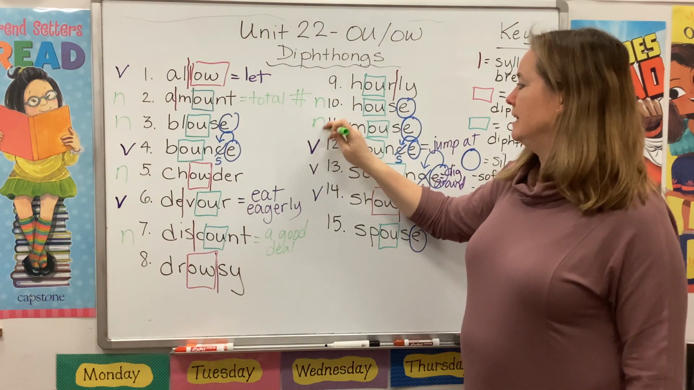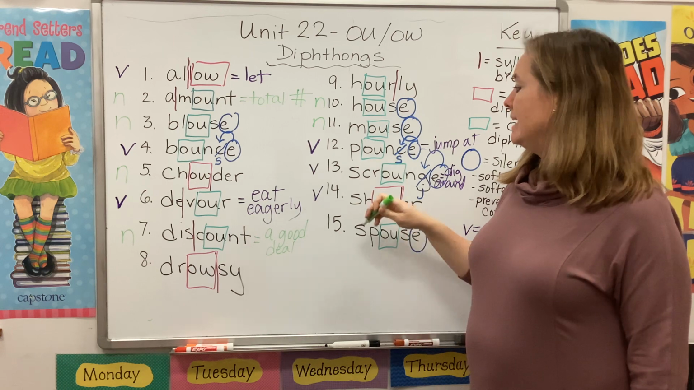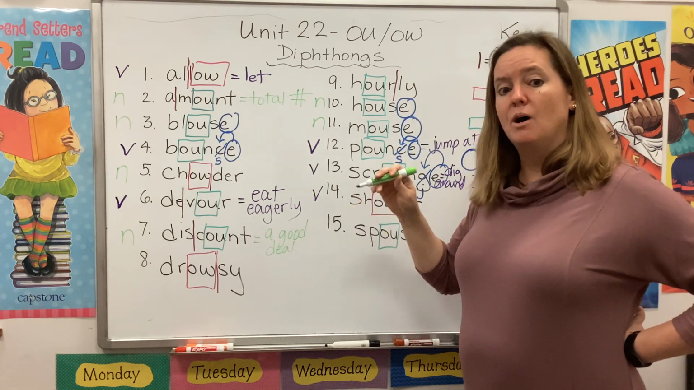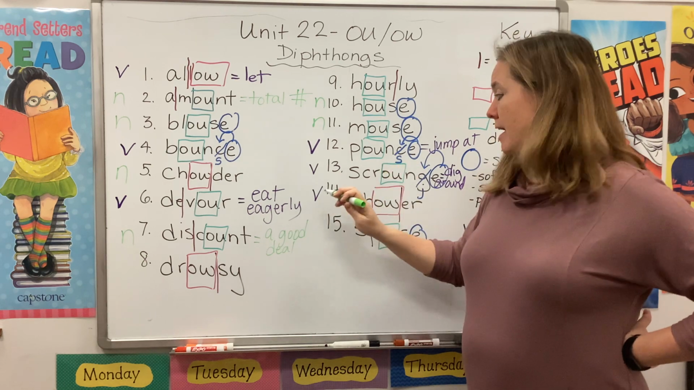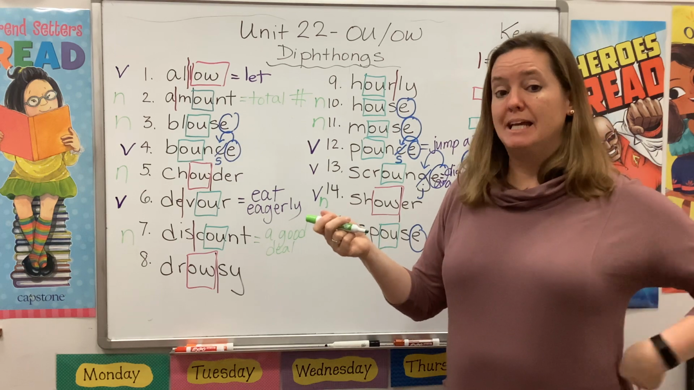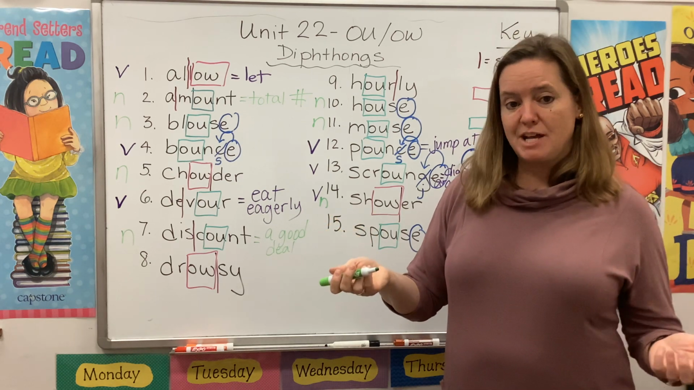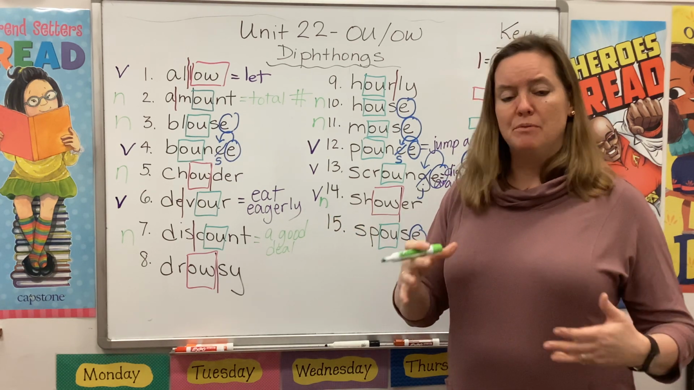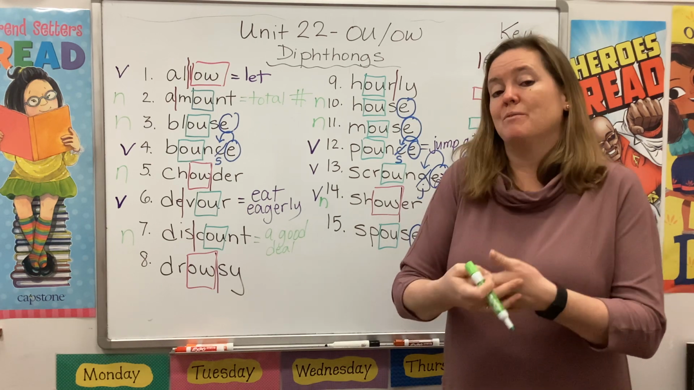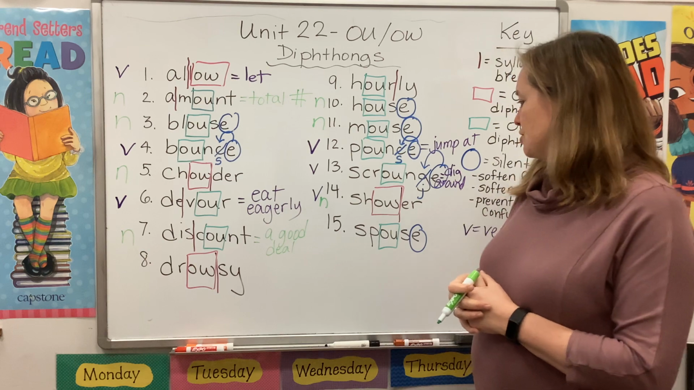A mouse is a little animal, that's a noun. A shower, yes, it's a verb. You can shower, but you also take a shower. A shower can also be a type of party, like a baby shower or a wedding shower. It's a party that people throw to help the mother-to-be or the bride-to-be get ready for her next adventure.